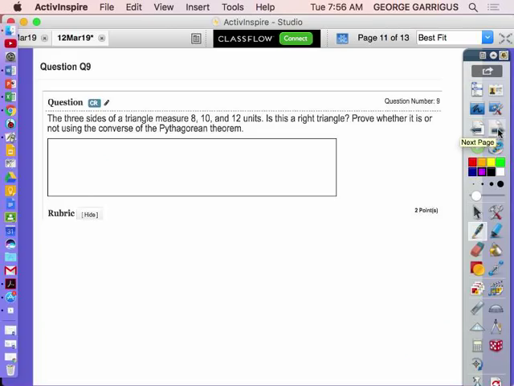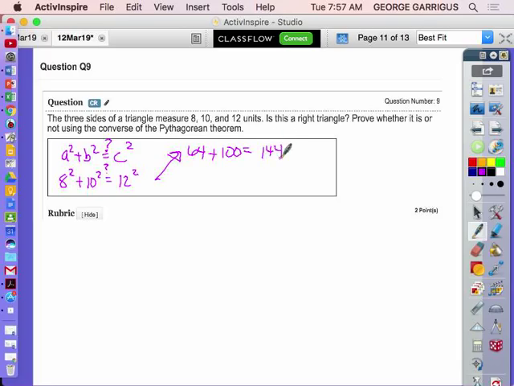And the final question. Question 9. Three sides of a triangle measure 8, 10, and 12 units. Is this a right triangle? Prove it using the converse. Okay, well, the converse says A squared plus B squared equals C squared, only if they're equal. Now you put the 8 in there. Still put the question mark, and that's 12 squared. Moving over here, that's 64 plus 100 equals 144. And you end up with 164 does not equal 144.